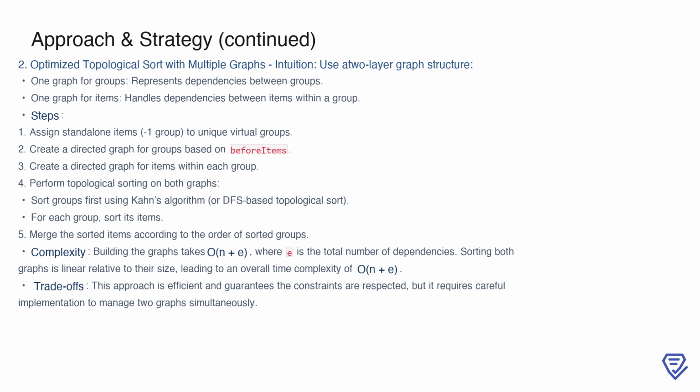This method is efficient, with a time complexity of O(n + e), where n is the total number of items and e is the total number of dependencies. It ensures that all constraints are respected, but careful implementation is needed to maintain the two graphs and their relationships.